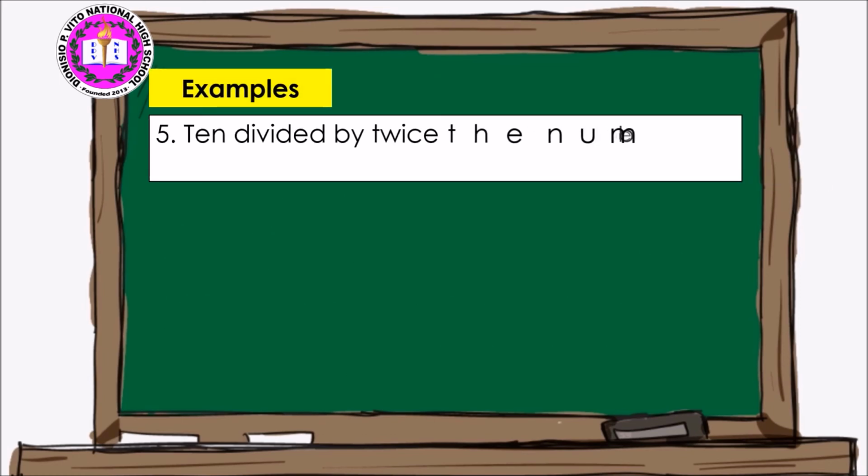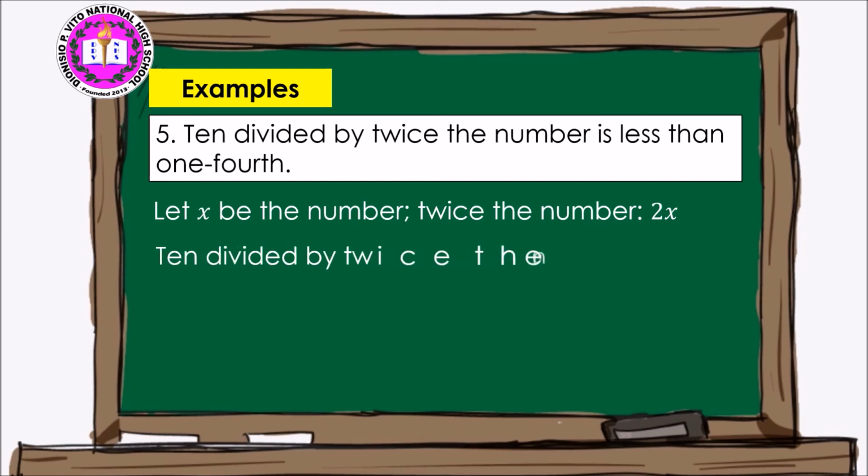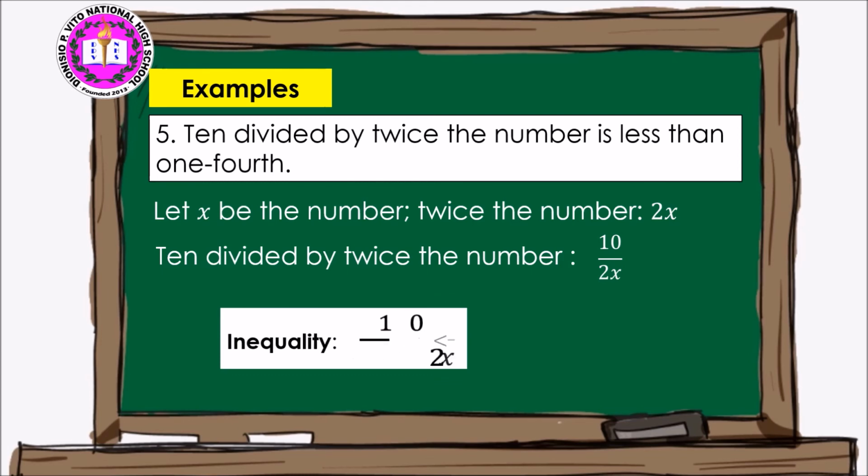Next example, 10 divided by twice the number is less than 1/4. Let x be the number, twice the number is 2x. 10 divided by twice the number is 10 over 2x. The inequality is 10 over 2x less than 1/4.